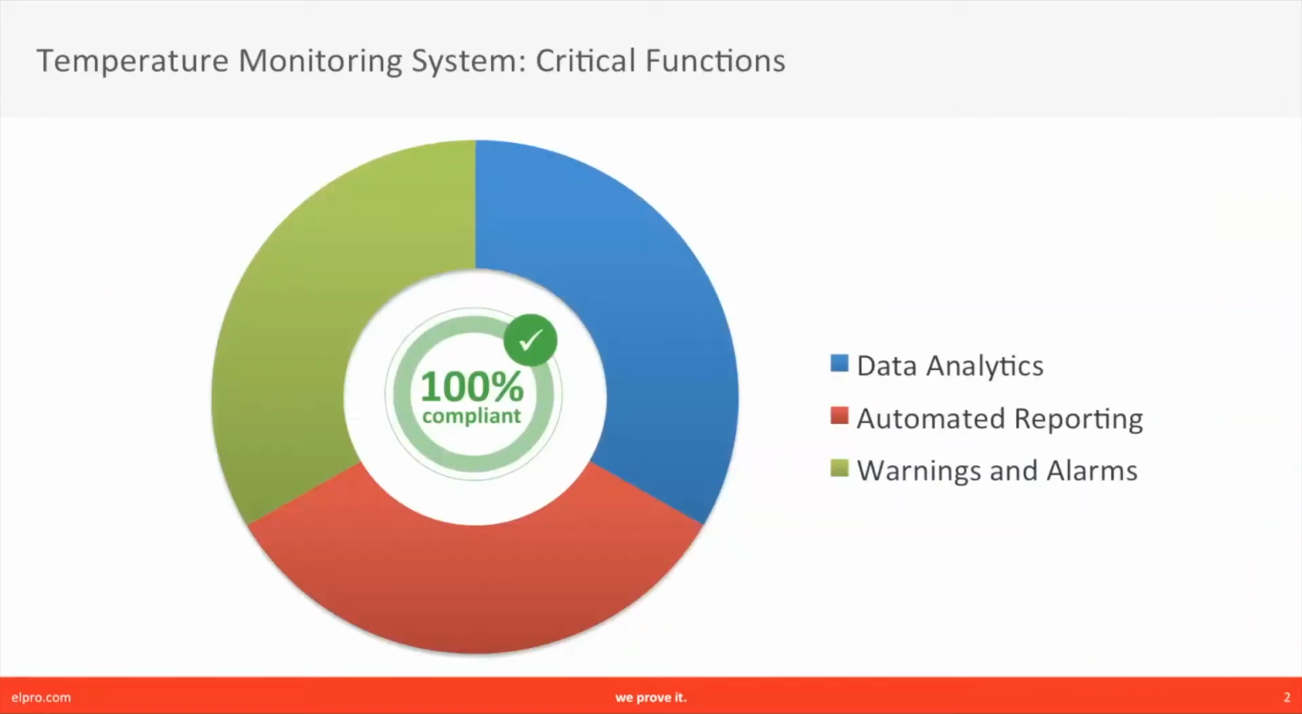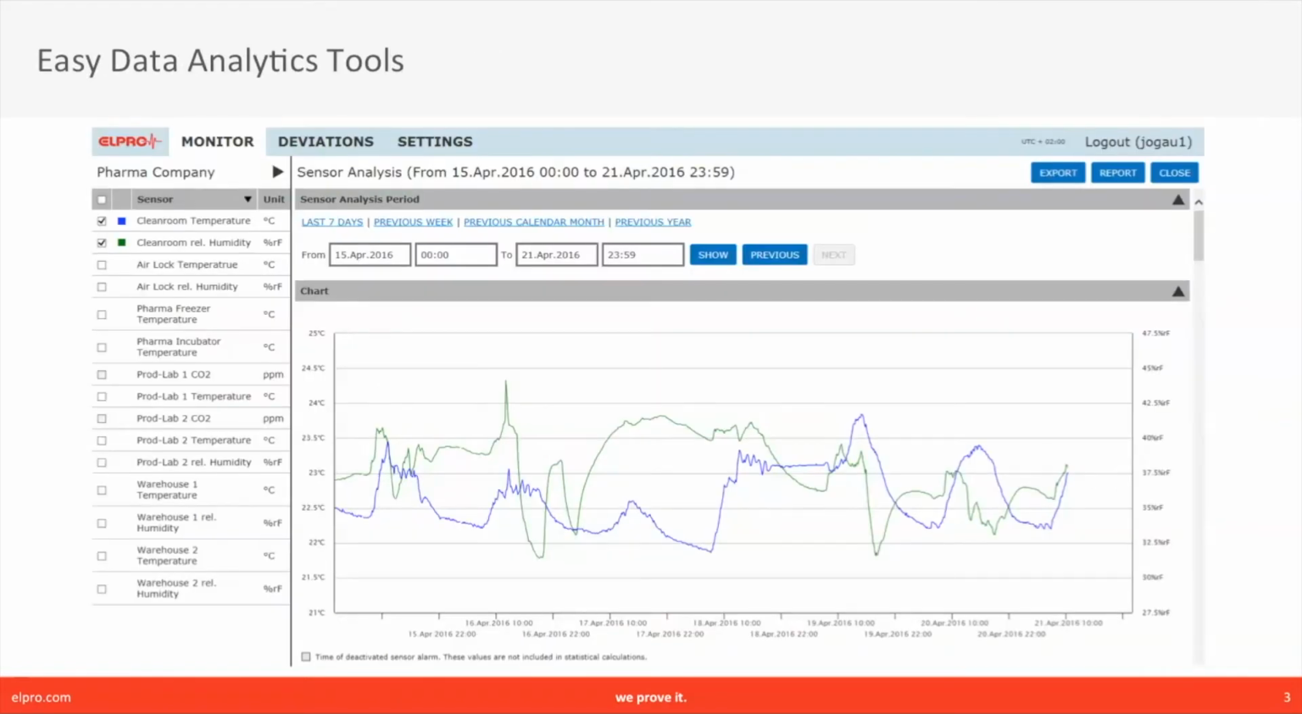First, make sure your monitoring system has the following functionality: easy data analytics tools, automated reporting, warnings and alarm notifications. You can use data to see trends in freezer performance over time. Analytics serve as a useful tool to recognize freezer malfunctions before a critical failure occurs.